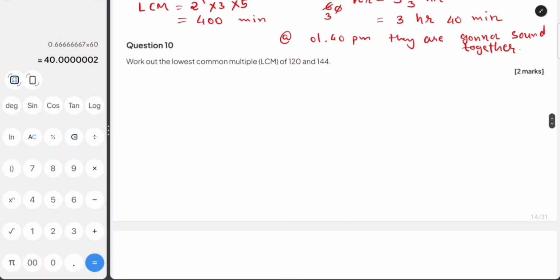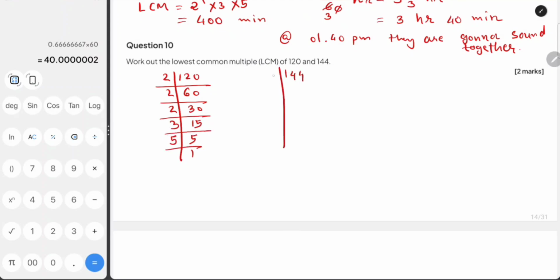Now 10th question, LCM of 120 and 144. Let's do the prime factorization. So that's 30 divided by 2, 15, 3, 5, 5 ones are 5. And in 144 divided by 2, you will get 72, divided by 2, 36, divided by 2, 18, divided by 2, 9, divided by 3, that's 3, and 3 ones are 3.